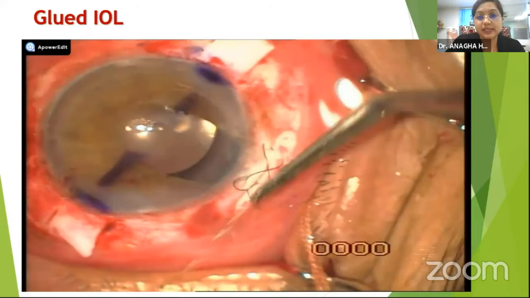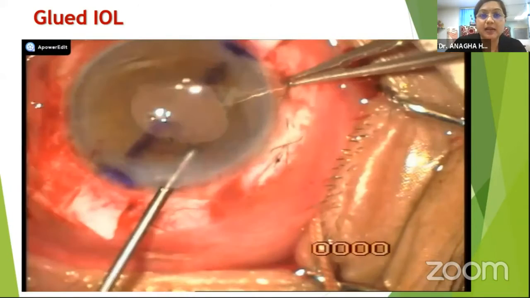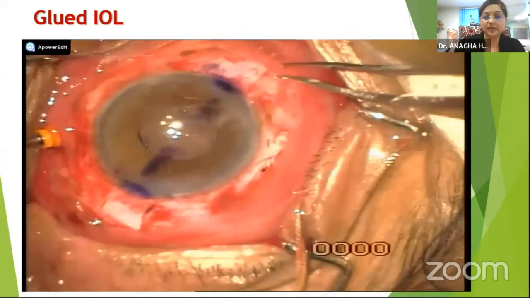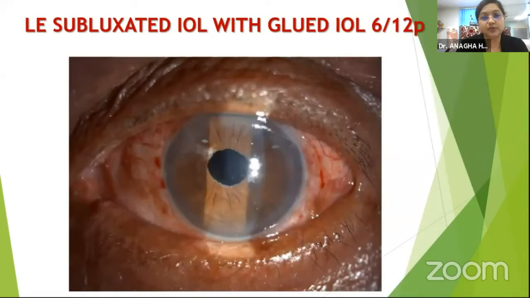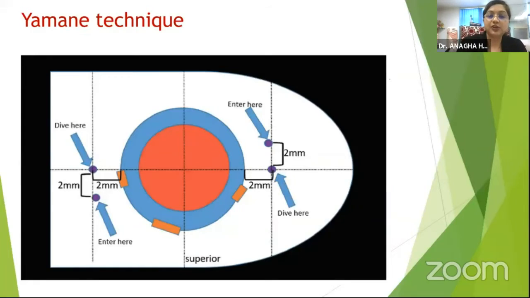The main incision is then sutured up, and then glue is applied underneath the scleral flaps and underneath the conjunctival flaps also, so as to have a very good visual outcome post-op. So you can also use the Yamane technique, where you use a needle 2 millimeters away from the limbus and then 2 millimeters above and below it on either side.